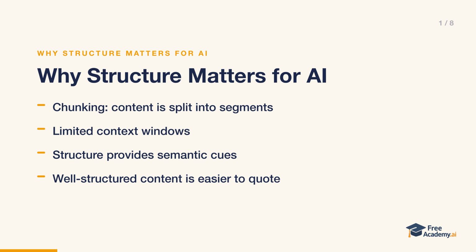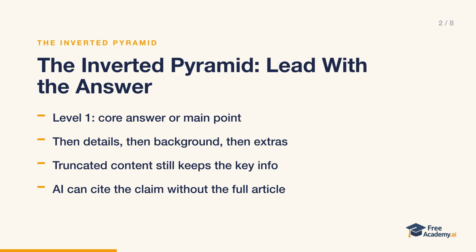And finally, there is extraction. Well-structured content is simply easier to quote. Put all of that together, and the takeaway is simple. Good structure makes your content more citable. In this lesson, we will walk through the content structure principles that optimize for AI comprehension with concrete before and after examples. The foundational principle is the inverted pyramid.